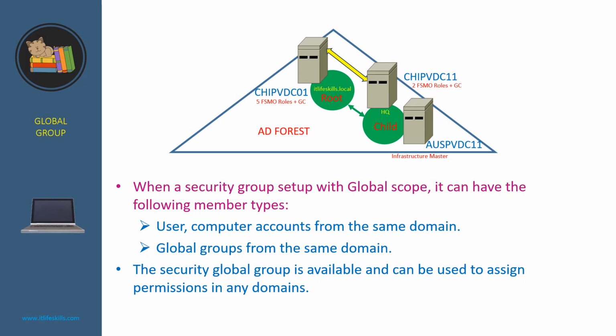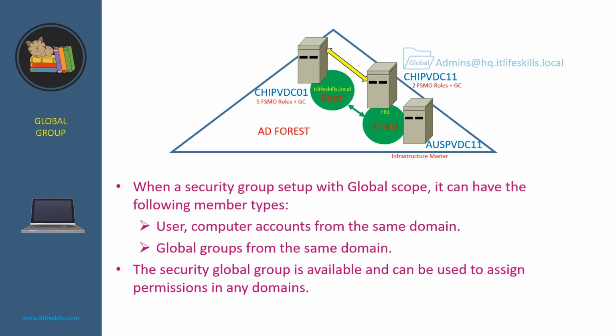When a security group is set up with global scope, it can have the following member types: user and computer accounts from the same domain, and global groups from the same domain. The security global group is available and can be used to assign permissions in any domains.